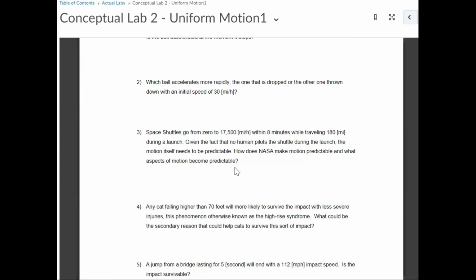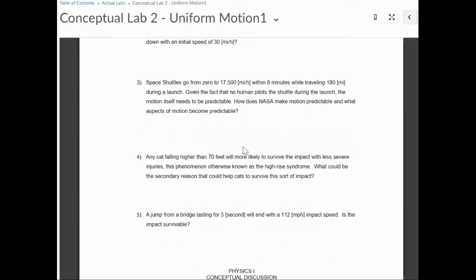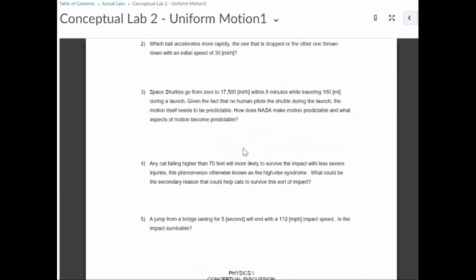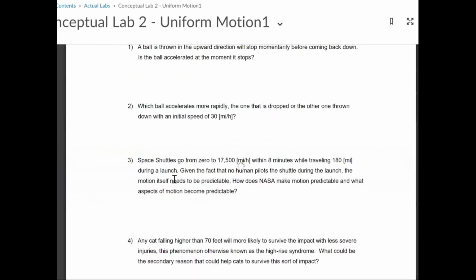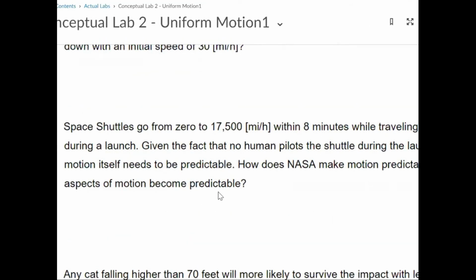Moving on, question number 3. Let me make this a little bit larger maybe. Question number 3 is about NASA. How does NASA make motion predictable? The short answer is they eliminate jerk by making acceleration constant. What is that worth? It's worth only 1 point, which means that we're lacking something.